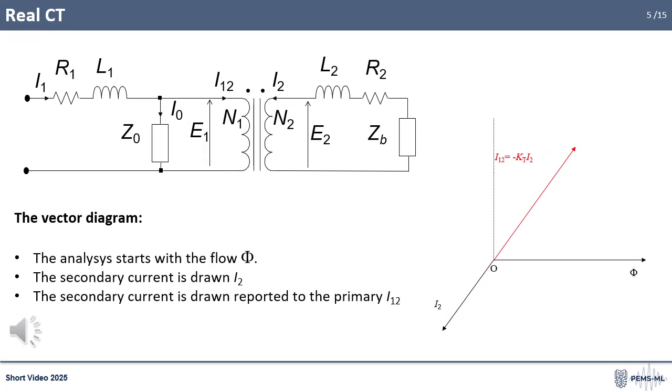A real current transformer behaves like a practical, non-ideal transformer. Its performance can be analyzed by studying the equivalent circuit representation of the transformer. To analyze the vector diagram, let's start by defining the flux phi and the secondary current I2. In this sense, it can be said that the secondary current is drawn from the primary side, denoted as I12.